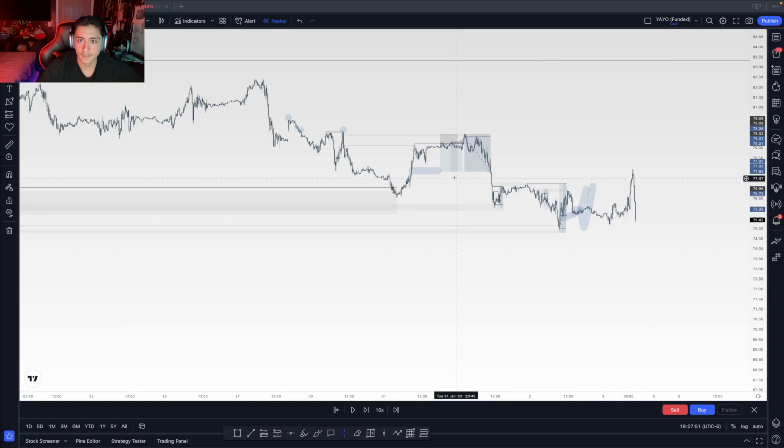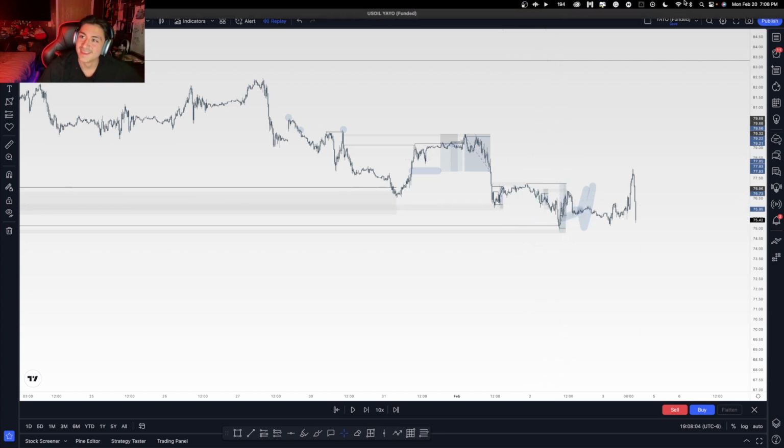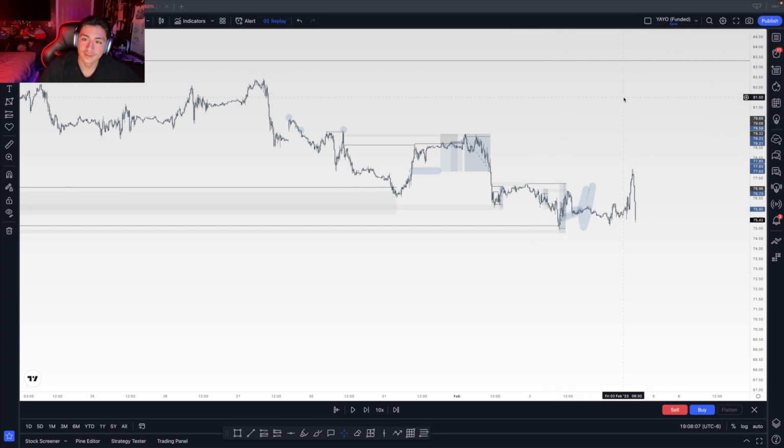So, total of 3R there. Possible 18R. 4R. 3R. So yeah, about 30R on logical plays. So very nice.